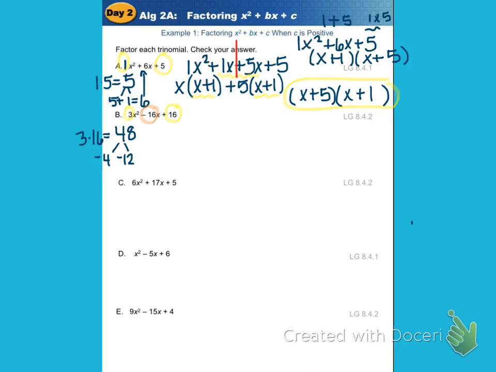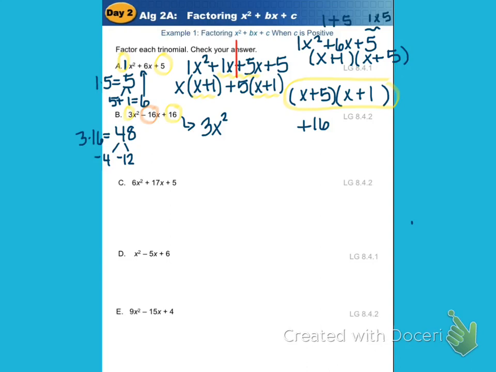So that next step is then to go ahead and take my original trinomial and rewrite the middle term. So everything else stays the same. The first term stays 3x squared. The last term will still be plus 16. But now I'm going to rewrite the middle term as a minus 4x and a minus 12x.